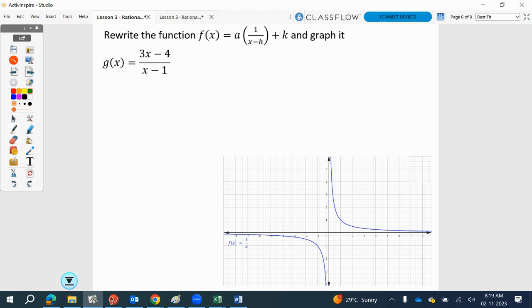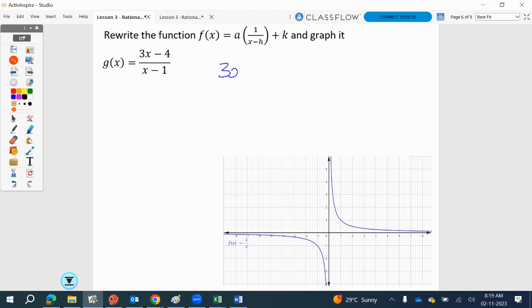We want to rewrite the function g of x in the form f of x is given like this and then graph it. So the task here is to rewrite this function in that form. How do we do it? What we're going to do is we can use polynomial division for this. So we have a division that we need to do, so let's do that.